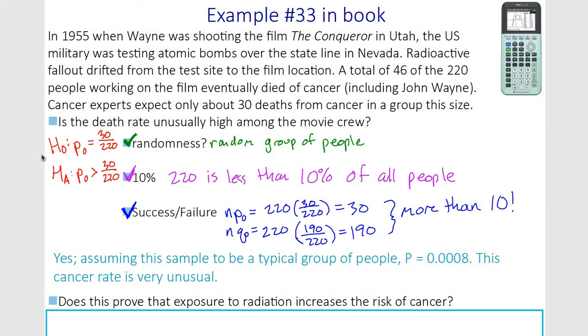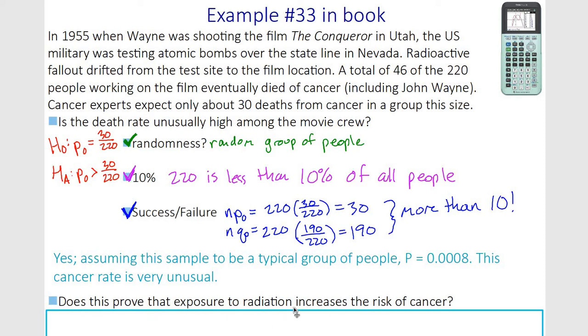Okay, so here are your hypotheses. Here are your conditions met. So yes, assuming the sample to be a typical group of people, we run our one proportion z-test and got a p-value of 0.008. Again, make sure you add the information for your one proportion z-test. I don't know why I don't have that written there. Probably need to add this.